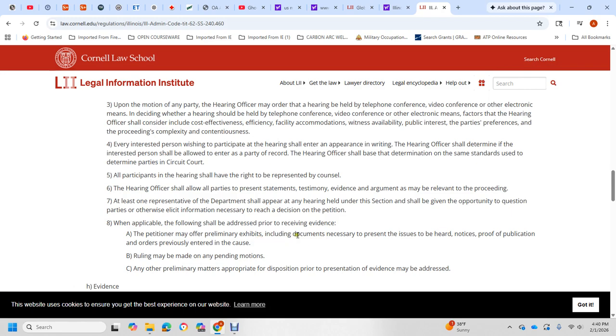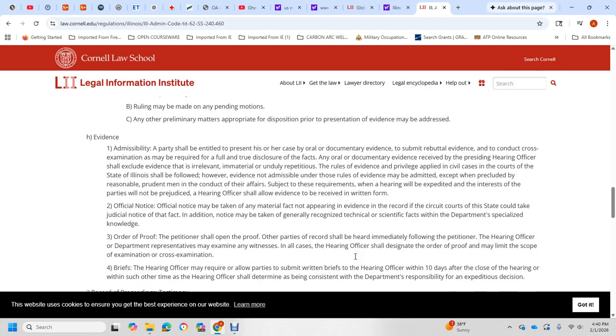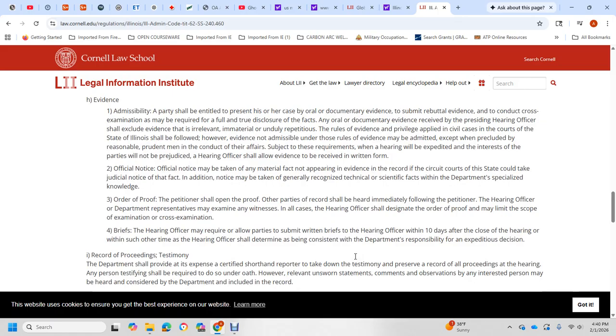8. When applicable, the petitioner may offer preliminary exhibits, to include the documents necessary to permit the issue with the hearing, the notice, proof of publication, or matters previously entered into the cause. Rulings on pending motions and any other preliminary matters appropriate for disposition, and pre-presumption evidence, may be addressed. Evidence admissibility: a permit shall be entered, and each party shall present his or her oral and documentary evidence, including rebuttal evidence.